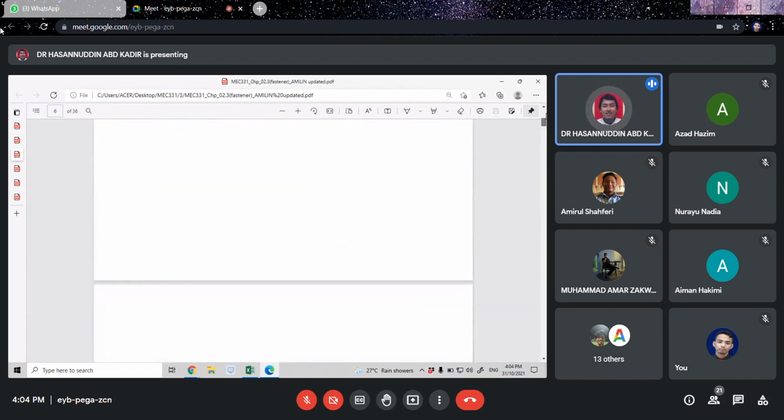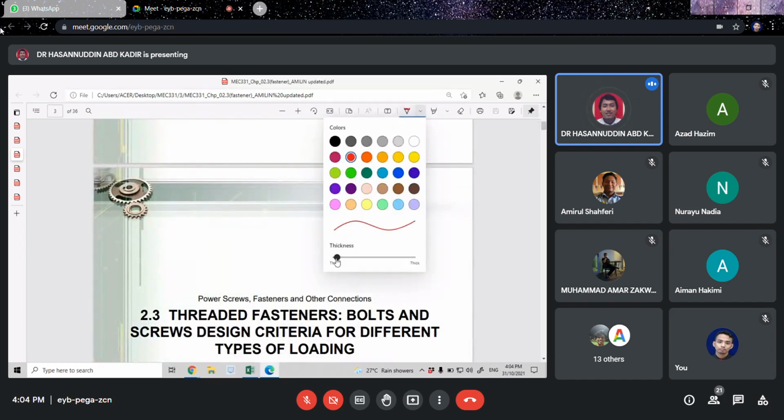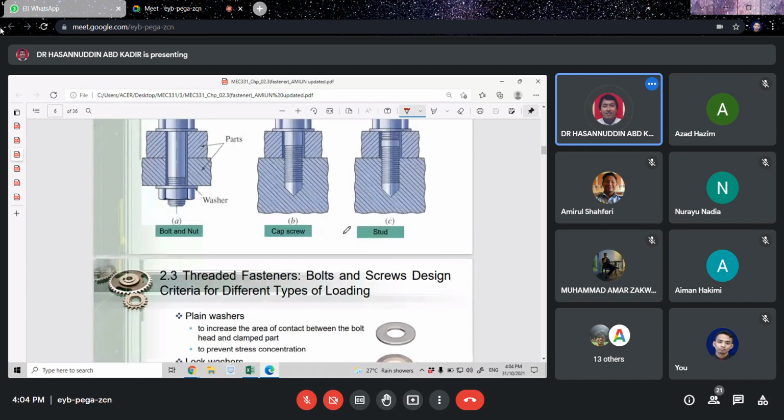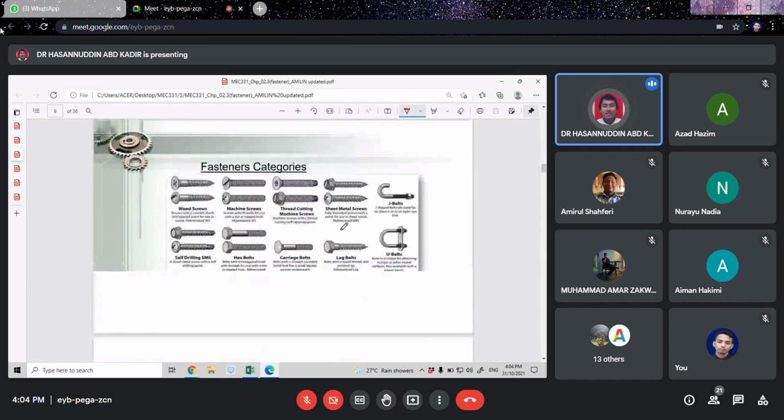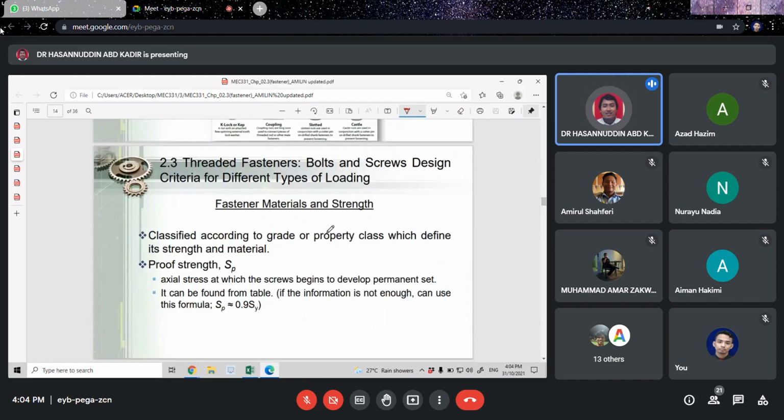So the upper part we have already completed. It is just for your introduction, to understand every type of bolt and nut joint and all the fasteners. Okay, we start here first.